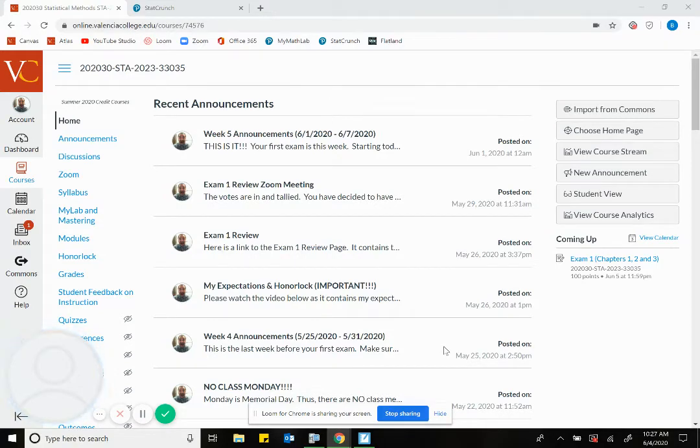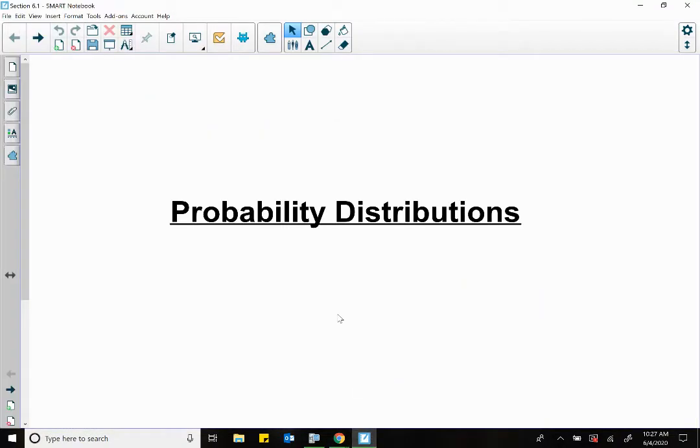Welcome, chapter 6. And we're only going to be doing two sections, 6.1 and 6.2. Okay, so 6.1 and 6.2 are both about what we call probability distributions. And that's why we skipped over chapter 5. Chapter 5 is just about probability.